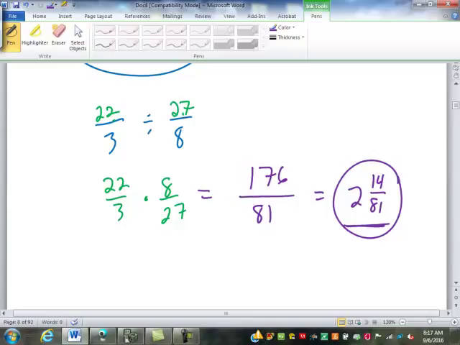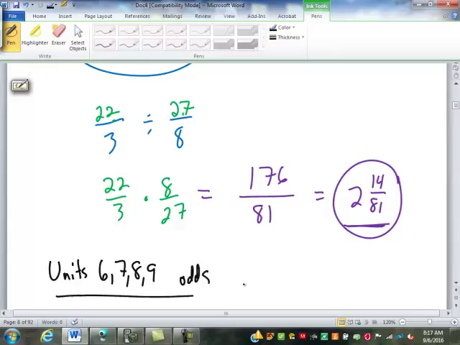Okay, we're running short of time here. In your little book, it's units 6, 7, 8, and 9, the odds again. Do the last few minutes of class get started on those.